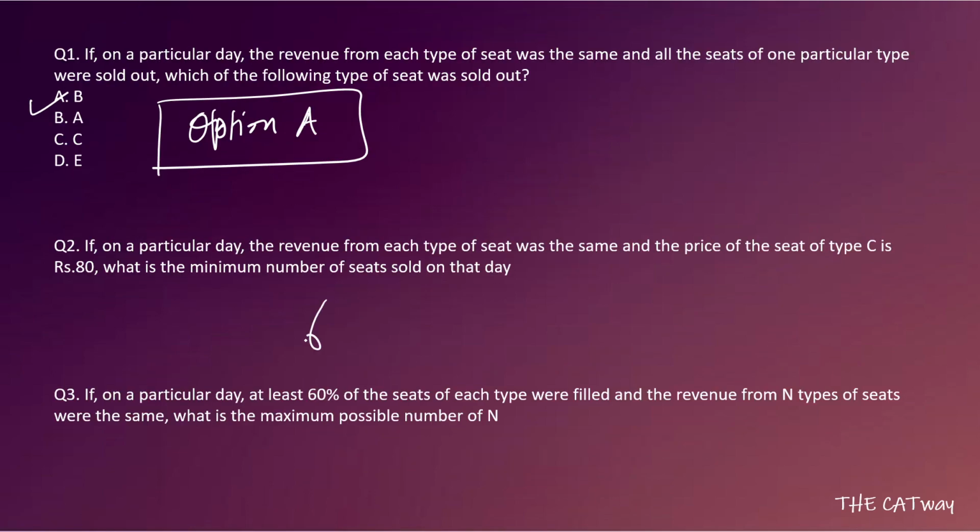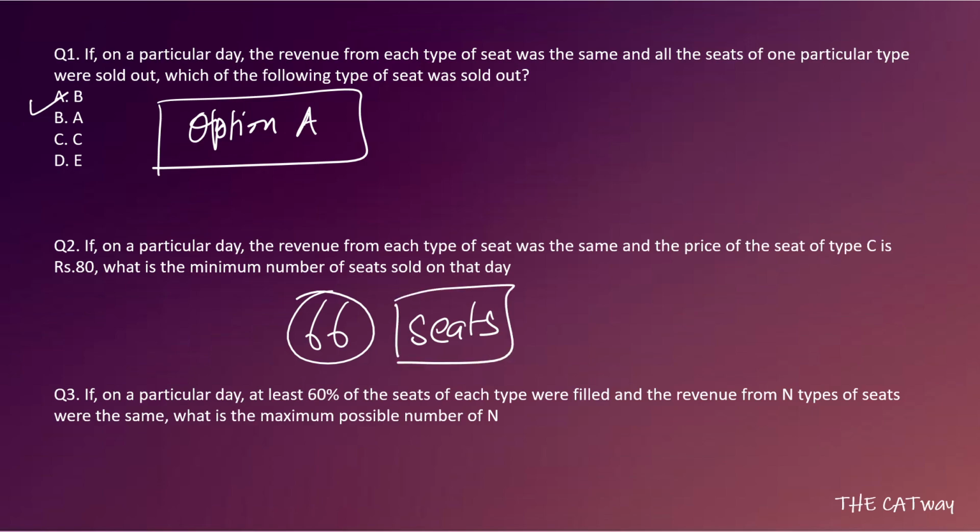So a total of 66 seats were sold. One more thing, if you did not understand why we used the LCM method: we had to find the minimum number of seats. For the minimum number of seats, the revenue should be minimum, and for the minimum revenue we have to take the least common multiple. Because the revenue had to be the same, we had to take a number divisible by every price, and we had to take the minimum of that. That's why we took the LCM.